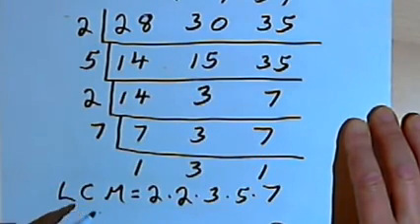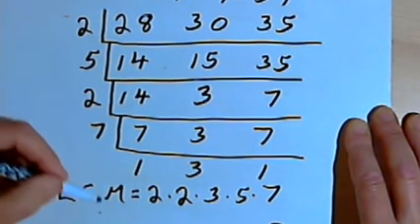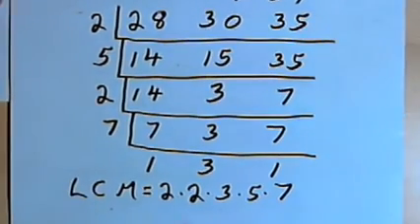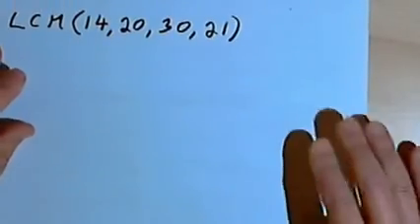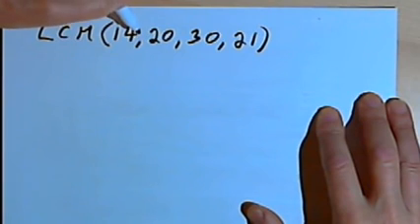So the least common multiple is going to be 2 times 2 times 3 times 5 times 7. And I could multiply all of those together and get one single number that was the least common multiple. But instead of doing that, I want to do another problem, this time with the least common multiple of 4 numbers. Remember, you can do this for any number of numbers.